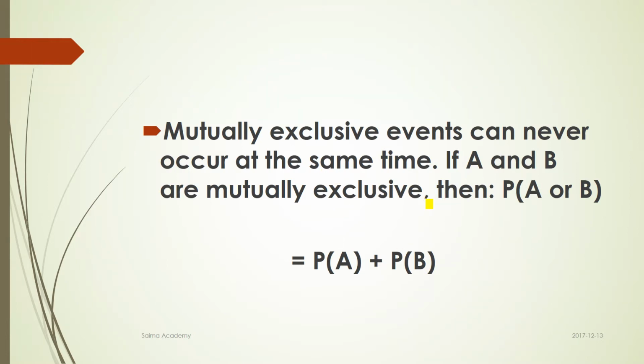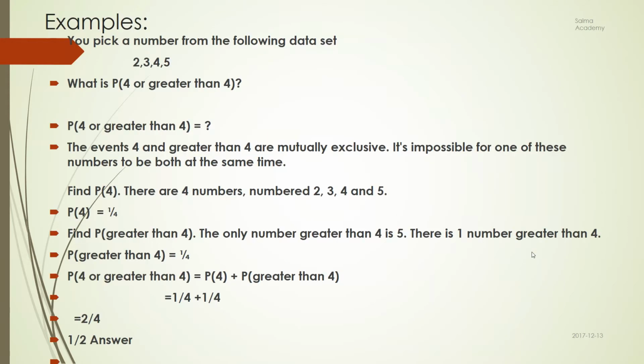Suppose A and B are mutually exclusive events, then the probability of A or B is equal to the probability of A plus the probability of B. If you have two mutually exclusive events, first you have to find the probability of the first event, then calculate the probability of the second, and at the end you have to add them, right? So mutually exclusive events can never occur at the same time.